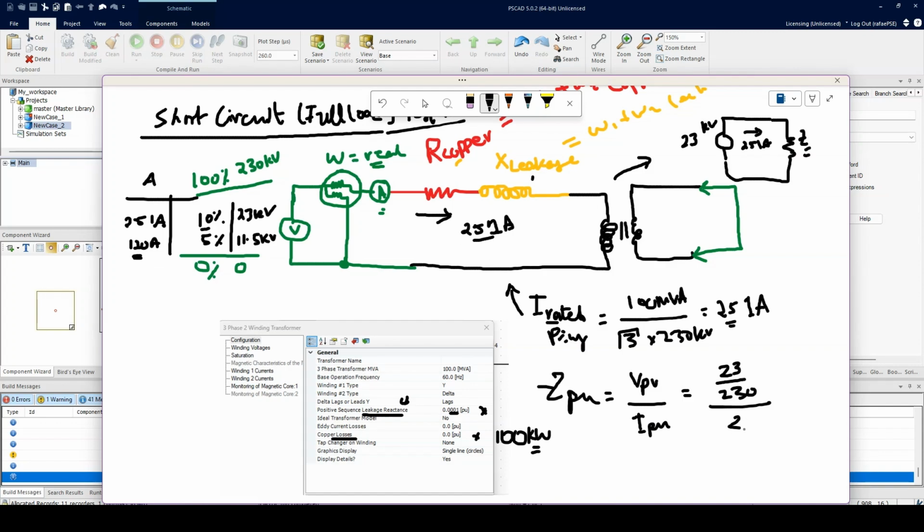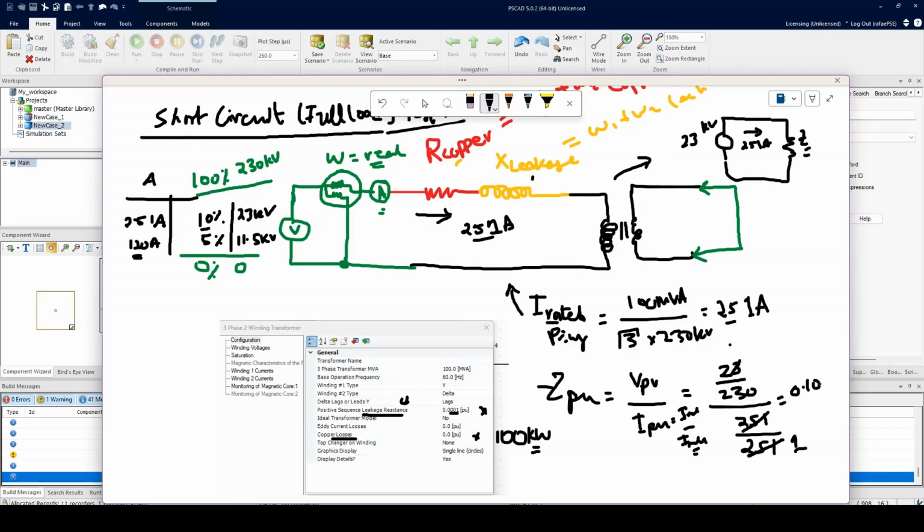I per unit is equal to I real divided by I rated. Our test setup was such that we stop at the rated test, so our I real in our test is 251 amps, divided by the base value, which is already 251. Once you cancel the two out, you get a 1 at the bottom, and at the top you get 0.10.